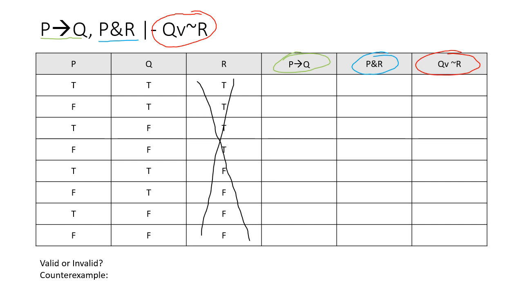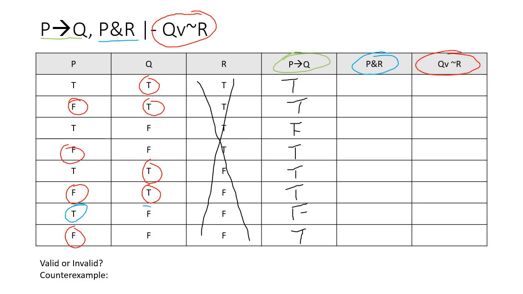So P arrow Q, well, where's that statement true? Well, it's true wherever the left side is false or the right side is true. And so we have true, true, true, true, true, and true. Only here in rows 3 and 7 do we have a true antecedent and a false consequent, there and there. So that's the first premise.